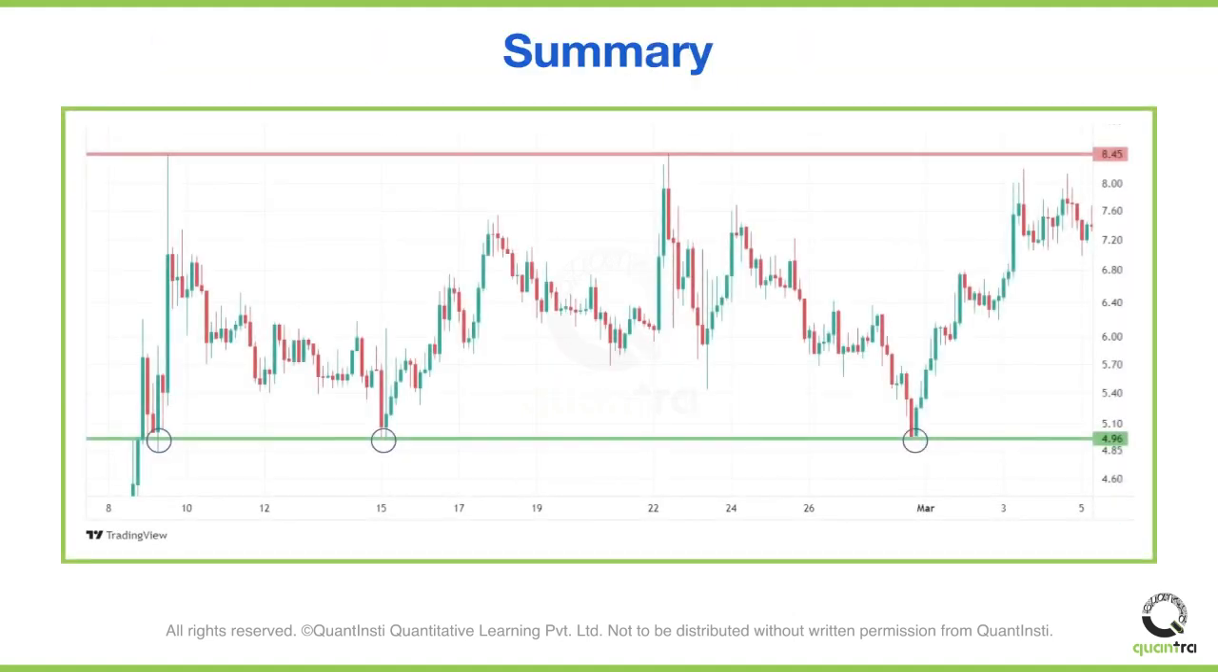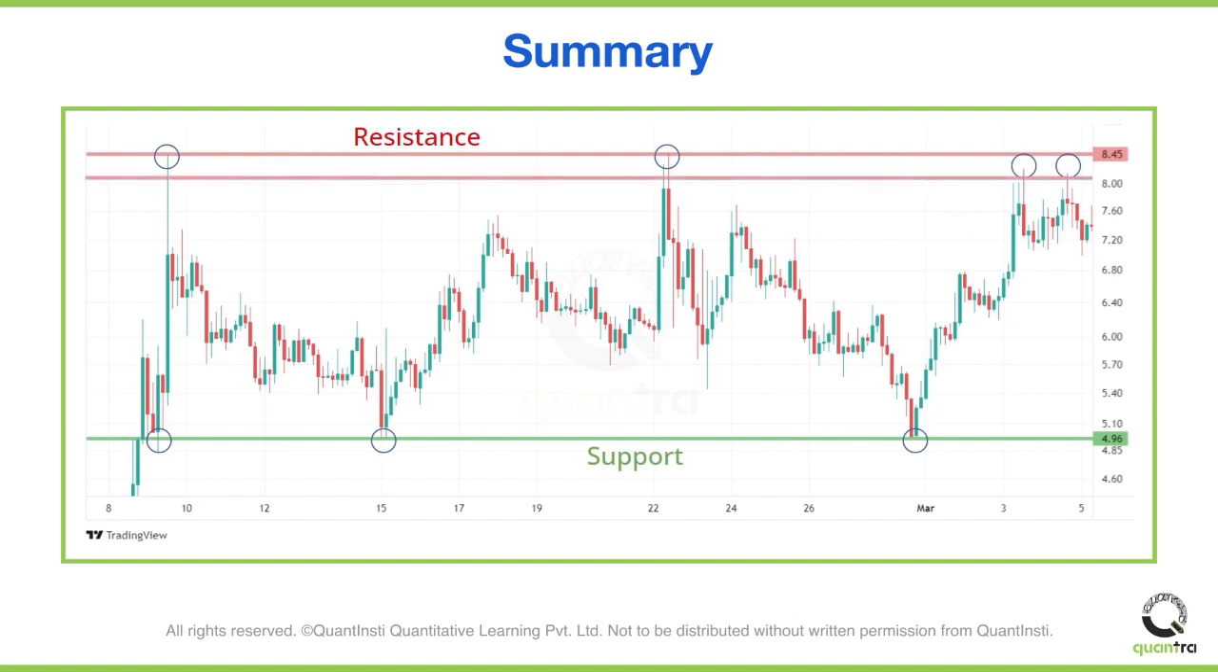Let us quickly summarize our learnings from this video. A support is a price zone from which we expect down moves to reverse into up moves. And at a support zone, the buying pressure for the asset tends to be very high. In a similar way, resistance is a price zone from where we expect rallies to lose some steam and eventually reverse downwards. This is due to excessive selling pressure and weak demand for the asset.